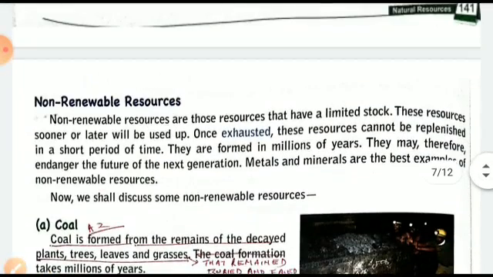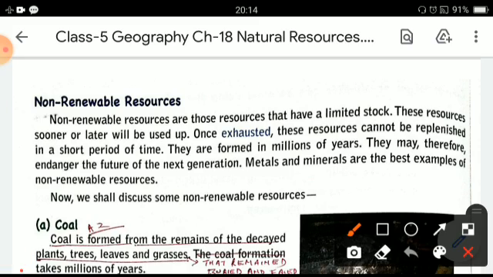Now let's read about non-renewable resources. Non-renewable resources are those resources that have a limited stock, and sooner or later they are going to be used up. Once exhausted, these resources cannot be replenished, and they form over millions of years. Therefore, they should be used wisely, because they are in danger. The next generation is not going to get them if they are used recklessly or carelessly.